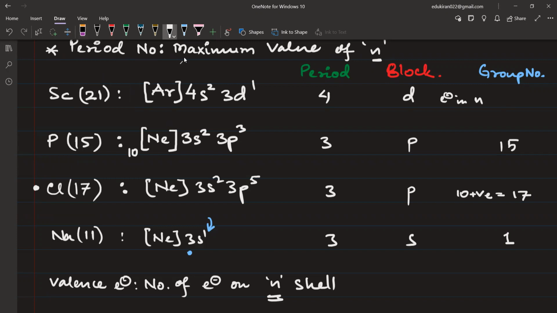Electrons in ns plus (n minus 1)d. Okay. ns means 4s, and n minus 1 is 3d. So we will have 2 electrons in the ns, 4s, plus 1 electron in the 3d. This will be equal to 3. Got it? Yeah. Fatima? Yeah. Okay.